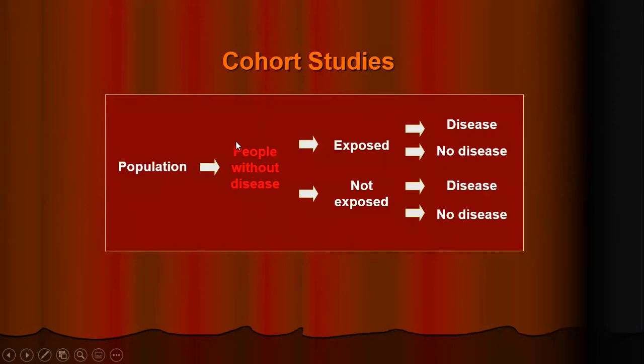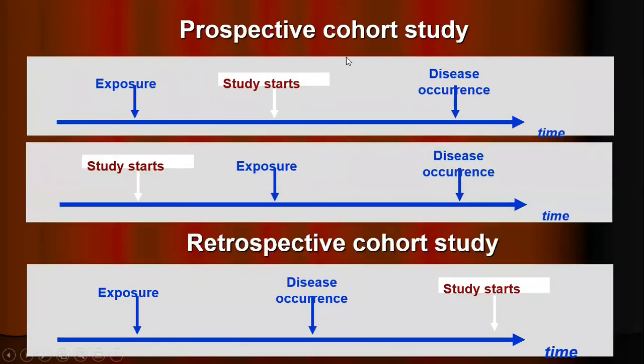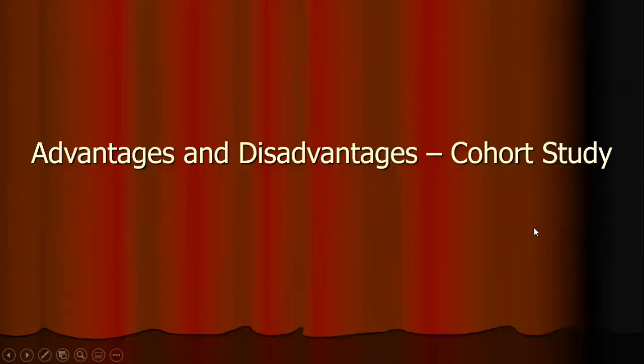So, in cohort study, a population without having an outcome of our interest is divided into two groups, exposed and non-exposed, and these are followed for certain period of time for development of the outcome or disease. So cohort study can be prospective in nature, for example, these two scenarios, and it can be retrospective in nature, but it always start from the exposure to disease occurrence.